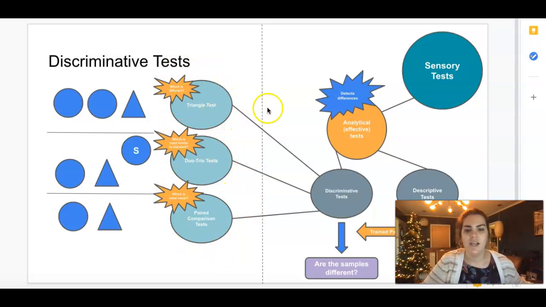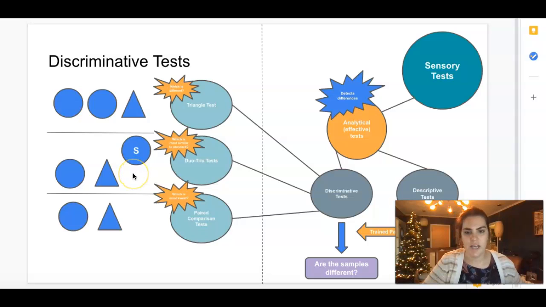We have our triangle test, our duo-trio test, and a paired comparison test. The triangle test answers which is different. So an individual on that trained panel will be given 3 samples. They'll all look identical, but 2 of those 3 samples are the same, and 1 of the 3 samples is different. The panel individual's job is to determine which of those samples is different. And that is the triangle test.